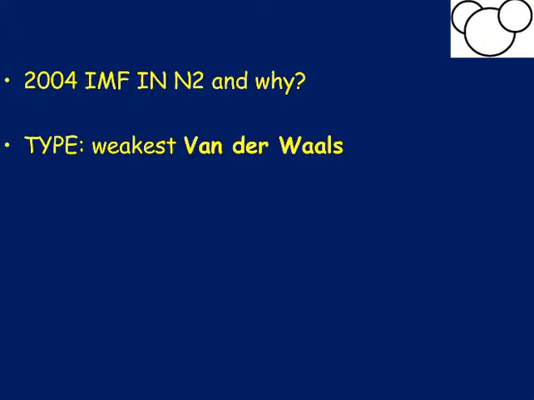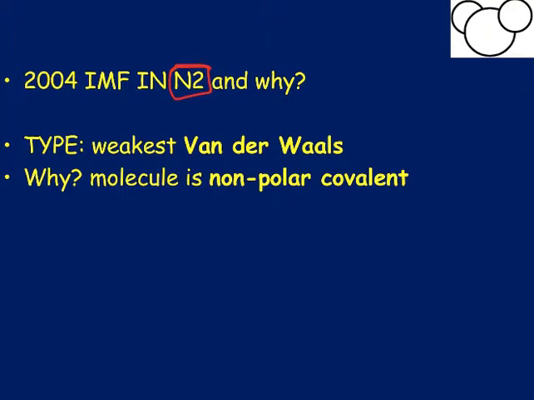So today we're going to look at the other intermolecular forces that are present. Oh, apologies, we had just two little questions. So in 2004 it asked you for the intermolecular force in N2 and why. So N2 is a non-polar molecule. It's only going to have weaker van der Waals, and the reason why it only has weaker van der Waals is because it's a non-polar molecule.